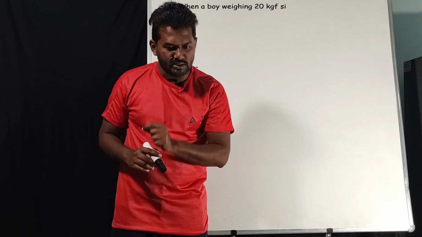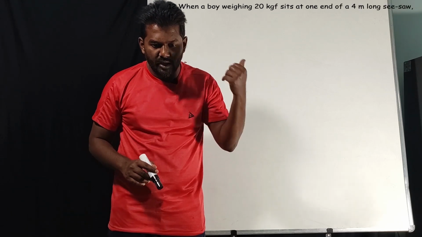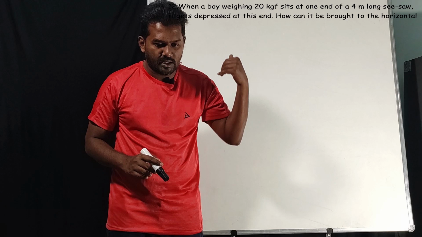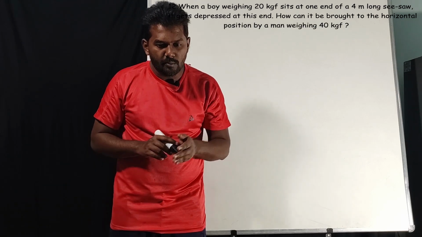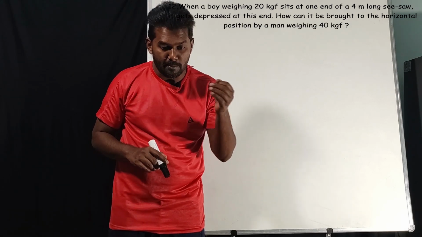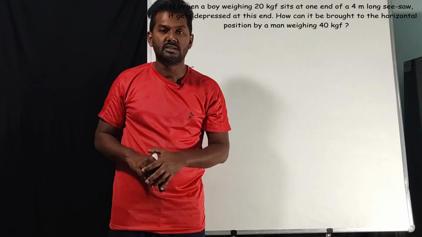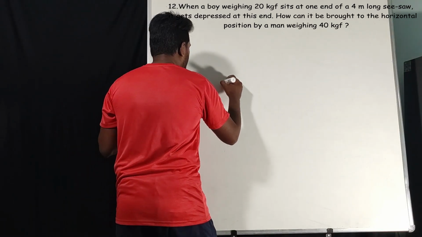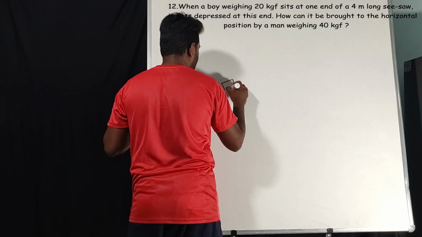Question number 12. When a boy weighing 20 kgf sits at one end of the 4 meter long seesaw, it gets depressed at that end. How can it be brought to the horizontal position by a man weighing 40 gf? Okay, listen, very simple thing. So here they have given a seesaw.